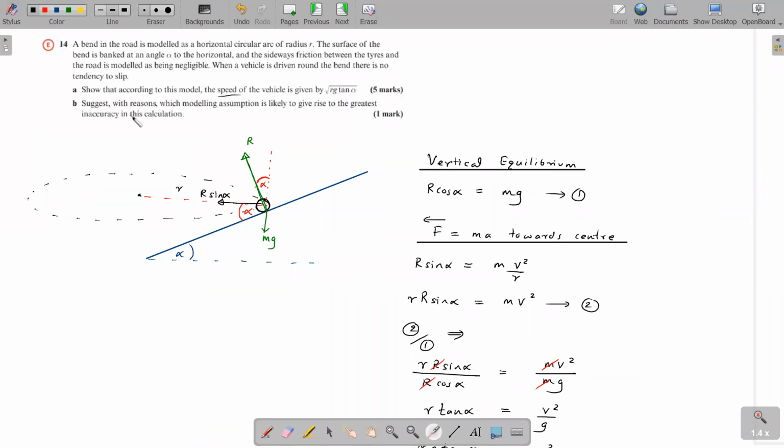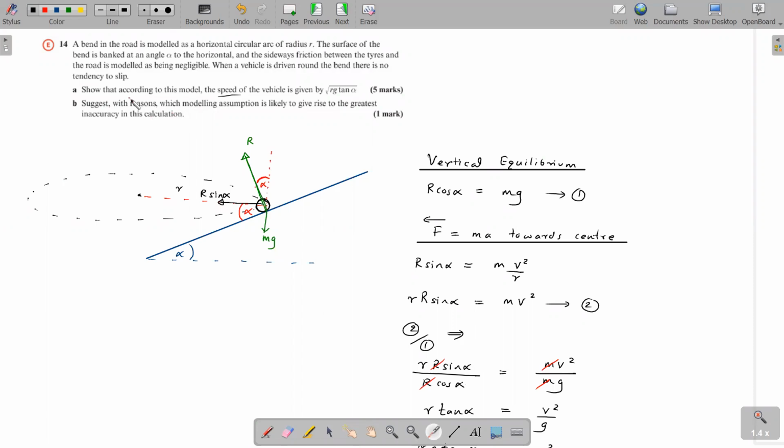Okay, so in part B, they say suggest with reasons which modeling assumption is likely to give rise to the greatest inaccuracy in this calculation. So we have done some modeling assumptions here, right? They've told you to neglect a certain thing, so the vehicle is moving. You have air resistance, and what else? Yeah, we also neglected the sideways friction, right?